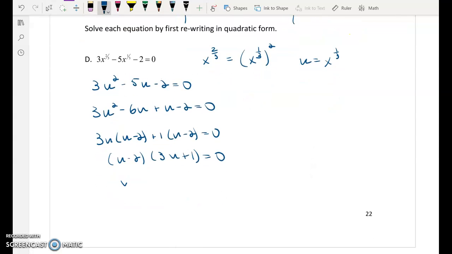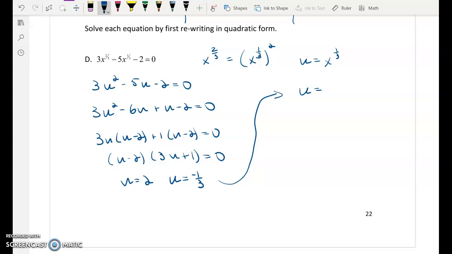Now we're going to set our factors equal to 0. So u equals 2 or u equals negative 1/3, solving by factoring. Great. Now the thing is, we were not asked to find out what u is. We were asked to find out what x is. And so the last step is to replace, kind of unsubstitute here.